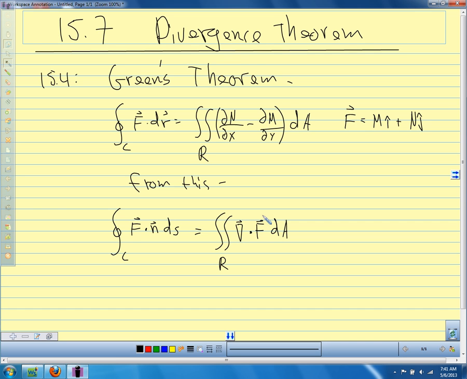So what we're going to do with the divergence theorem is really just an extension of this idea into 3 dimensions. It's the exact same idea. We take the surface integral of the normal component of F over the surface, and it equates to a triple integral of the divergence in the solid bounded by that surface. So let's write the divergence theorem.